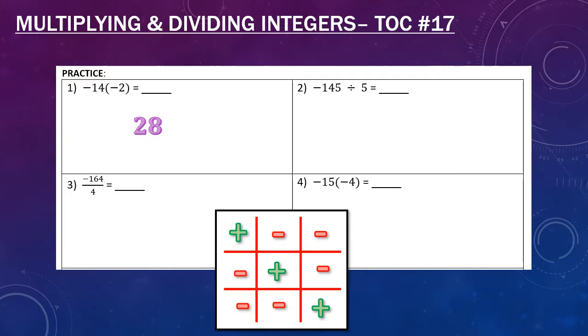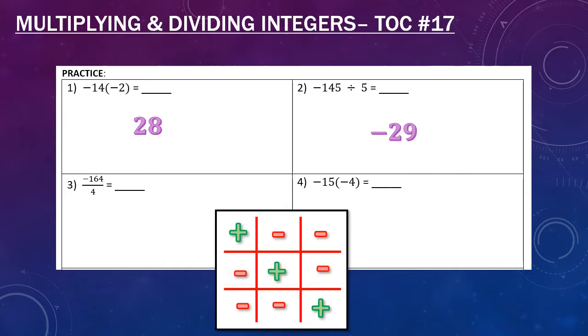Looking at number 2, I have a negative divided by a positive. So let's find that in our tic-tac-toe board. The nice thing about this tic-tac-toe board, it doesn't matter if you go left to right, right to left, up or down to up. Any direction you go, you're going to get the correct answer. So all you have to do is find the pattern. Negative divided by a positive. Well, here's a negative divided by a positive. My answer is going to be negative. Negative 145 divided by a positive 5 will result in a negative 29.